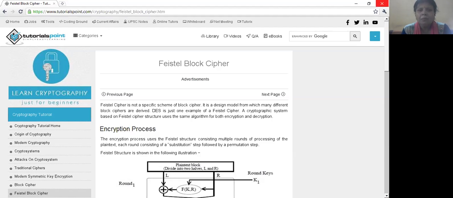Now, what is DES? DES is one of the encryption standards. The full form of DES is Data Encryption Standard. It is a cryptographic system based on the Feistel cipher structure, and it uses the same algorithm for both encryption and decryption.